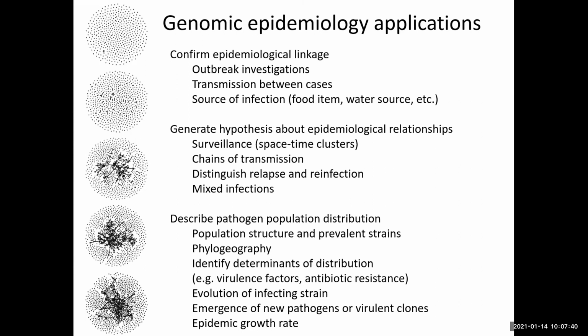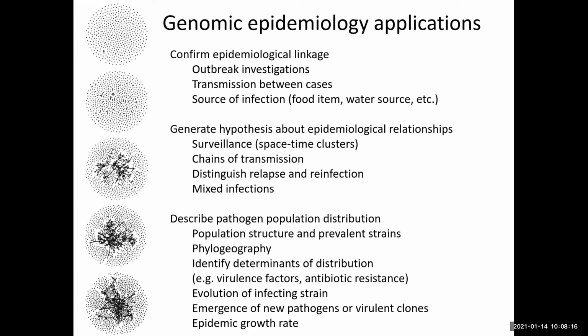We can also use genomic epidemiology as a kind of hypothesis generation framework, okay? So often we want to think about surveillance, and we want to think about the timing of the emergence of different strains. We want to think about transmission strains. We want to think about whether infections are primary infections or represent some sort of relapse or reinfection. And we can think about mixed infections, where there are multiple strains potentially causing disease.